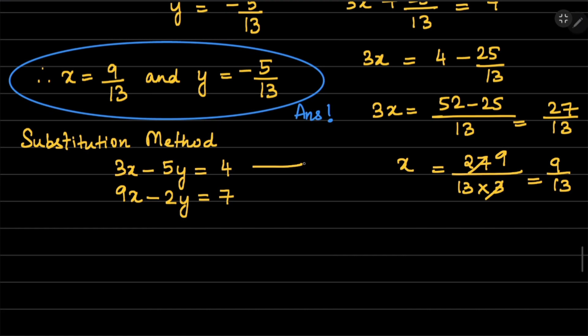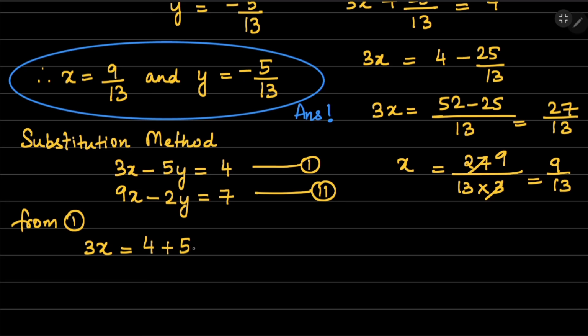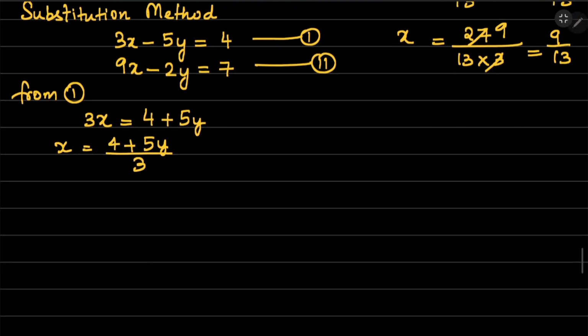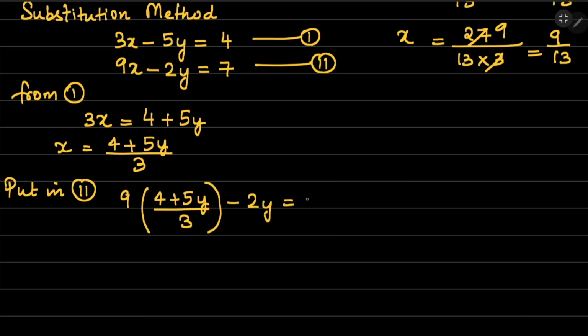So this is your equation 1 and this is your equation 2. So from 1, let me express x in terms of y. So what is 3x equal to? 3x is equal to 4 plus 5y. Or I can write x is equal to 4 plus 5y divided by 3. Right? Let me put this in equation 2. So what do I get? 9 multiplied by, in place of x, I'll write 4 plus 5y by 3, minus 2y equal to 7.